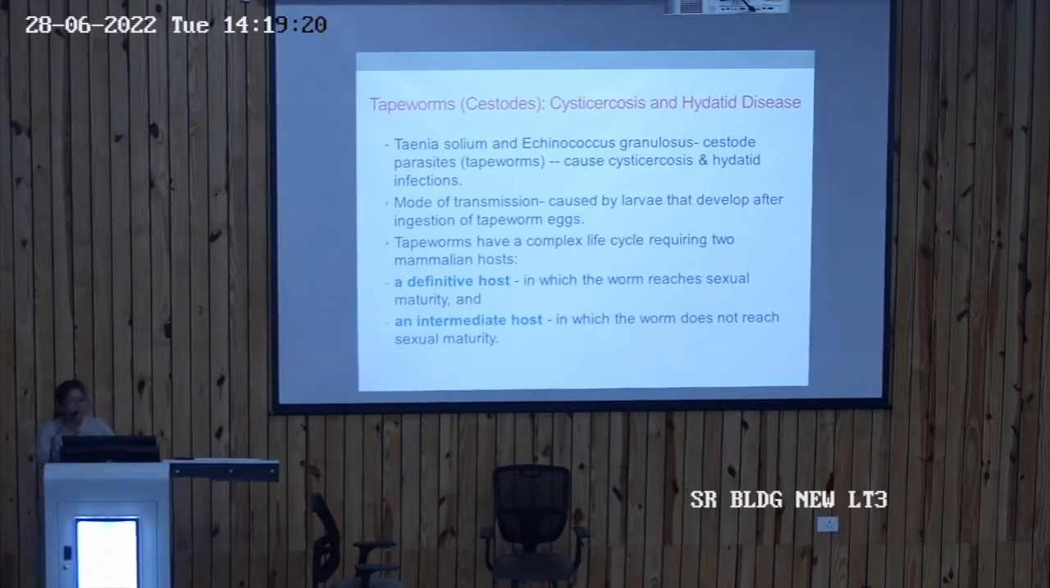So definitive host and intermediate host. They have a complex life cycle and they require two mammalian hosts. Okay, don't talk. Definitive host is the one in which the worm reaches sexual maturity, and intermediate host is the one in which the worm does not reach sexual maturity. So this is the way we define the hosts, definitive and intermediate.